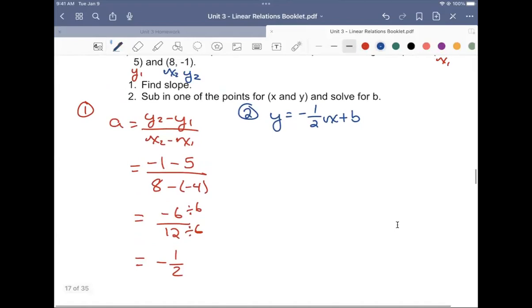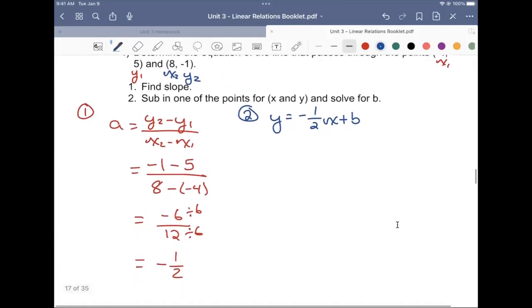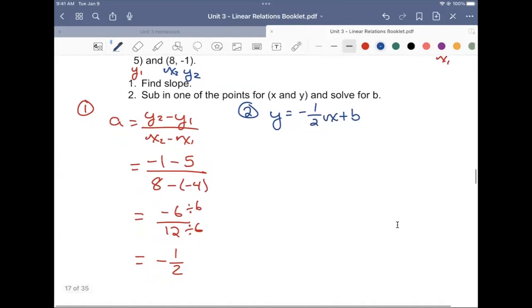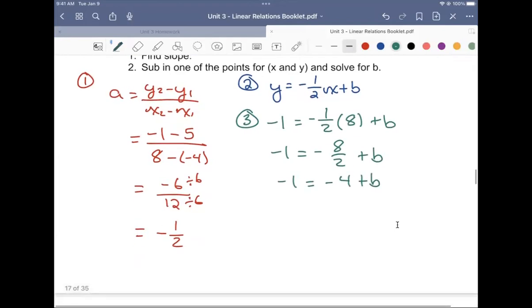I'm going to pick one of those 2 points. It doesn't matter which one it is. I'm going to use the second one because it's the one I can see from here. So step 3 is going to be, instead of y, now I'm substituting -1 is equal to -1 over 2. Instead of x, I have 8 plus b. -1 is equal to -8 over 2 plus b. -1 is equal to -4 plus b because -8 divided by 2 is -4.